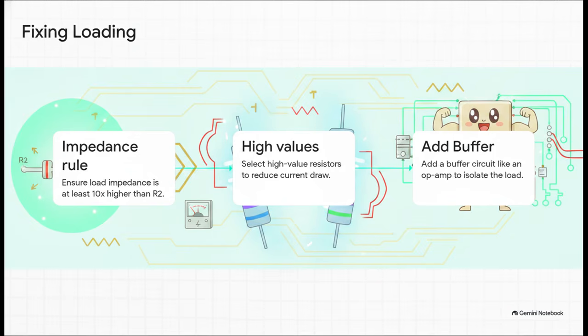But the absolute most robust fix, adding a buffer circuit like an op-amp right between the divider and the load. This is brilliant because it completely isolates the two, allowing the divider to maintain its voltage while the op-amp handles all the heavy lifting for the load's current demand.